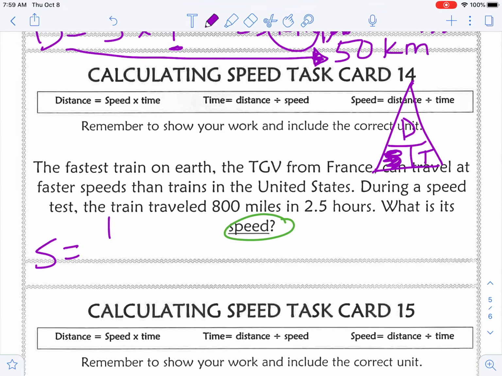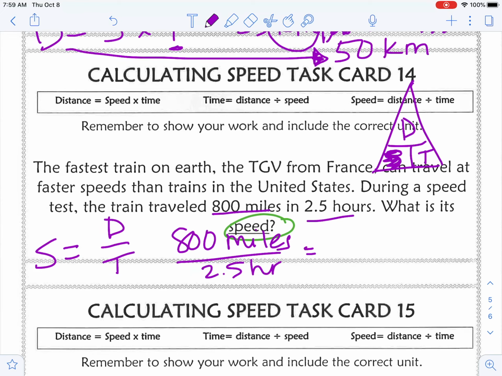So I see my formula right there. Distance divided by time. What is the distance? 800 miles. What is the time? 2.5 hours. So I'm going to get my calculator out. 800 divided by 2.5 is 320. That's the numeric portion.